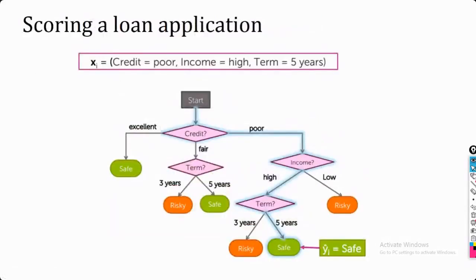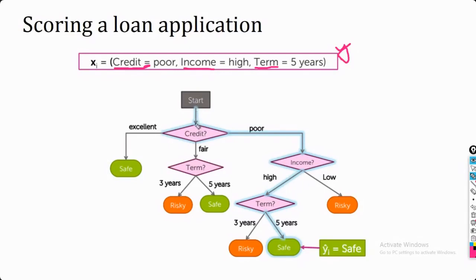Suppose we are having this test instance. As you can see, we are having three attributes. For your credit you are having the value poor. For income you are having the value high. For the term, you are having the value 5 years. For that we are not having the class label, so that we are going to calculate.